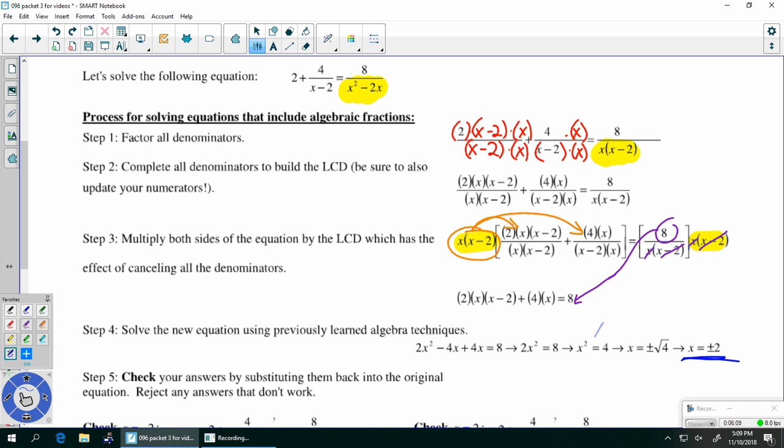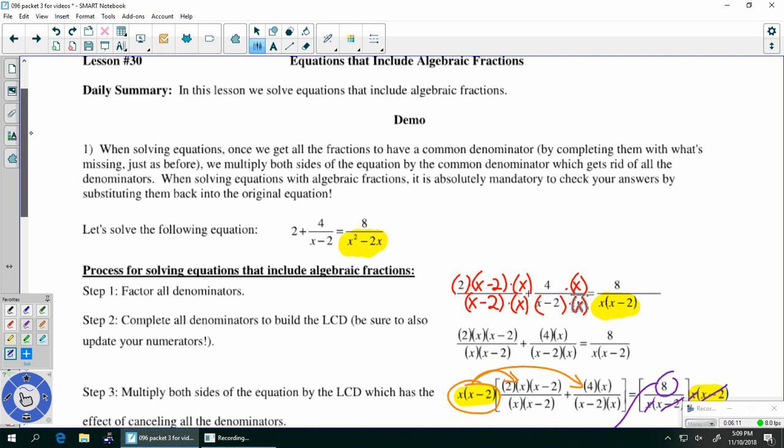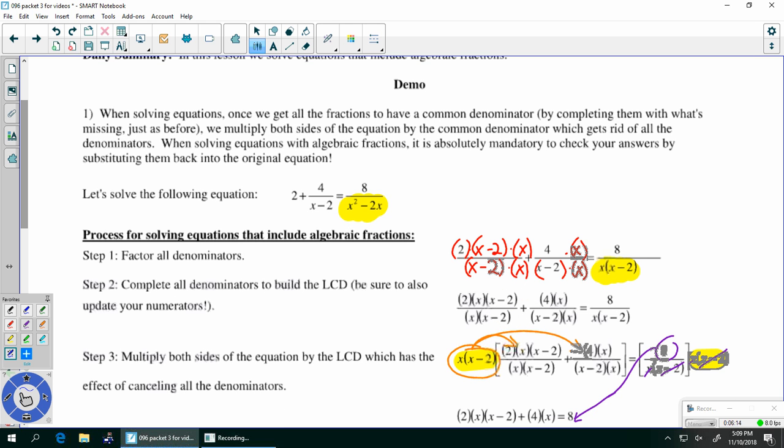All right, let's come back up to this paragraph that didn't have a lot of meaning before. When solving equations, once we get all the fractions to have a common denominator by completing them with what's missing just as before, we multiply both sides of the equation by the common denominator, which gets rid of all the denominators. So we did that.